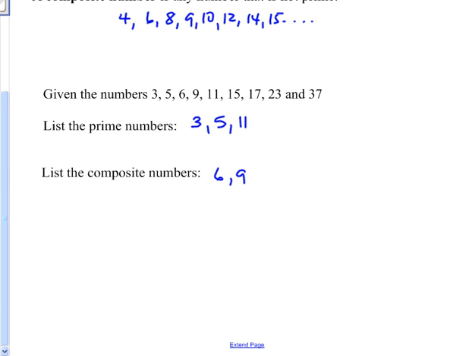But 15 ends in a 5, so it's divisible by 5. 15 would be a composite. 17 is a prime. 23, when I add that up, 2 plus 3 is 5, so it's not divisible by 3, not divisible by 5, not divisible by 2. Turns out that 23 is prime.